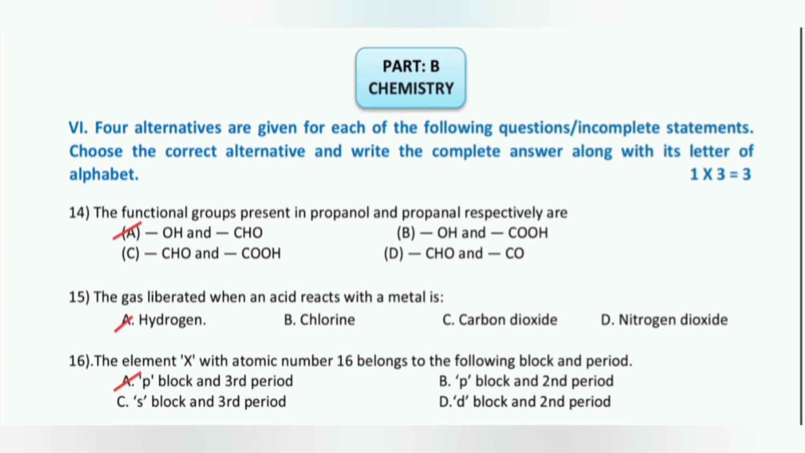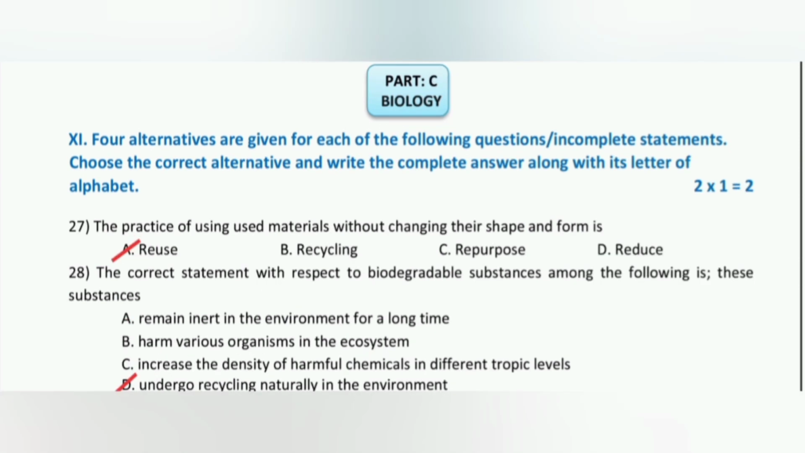The element X with atomic number 16 belongs to the following block and period. Students, for this you need to write the electronic configuration for atomic number 16. After that, the highest shell number indicates the period and the last shell indicates the block. Therefore, the correct answer is option A, P block and third period.